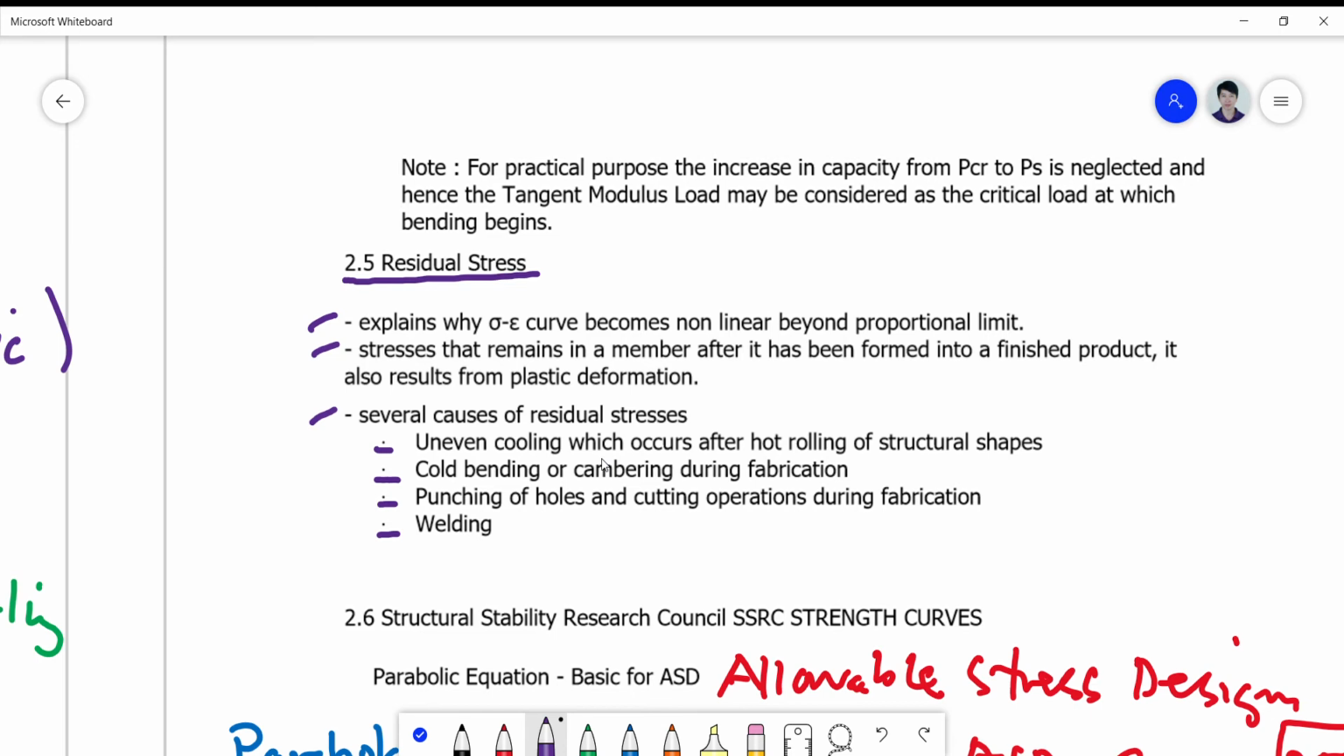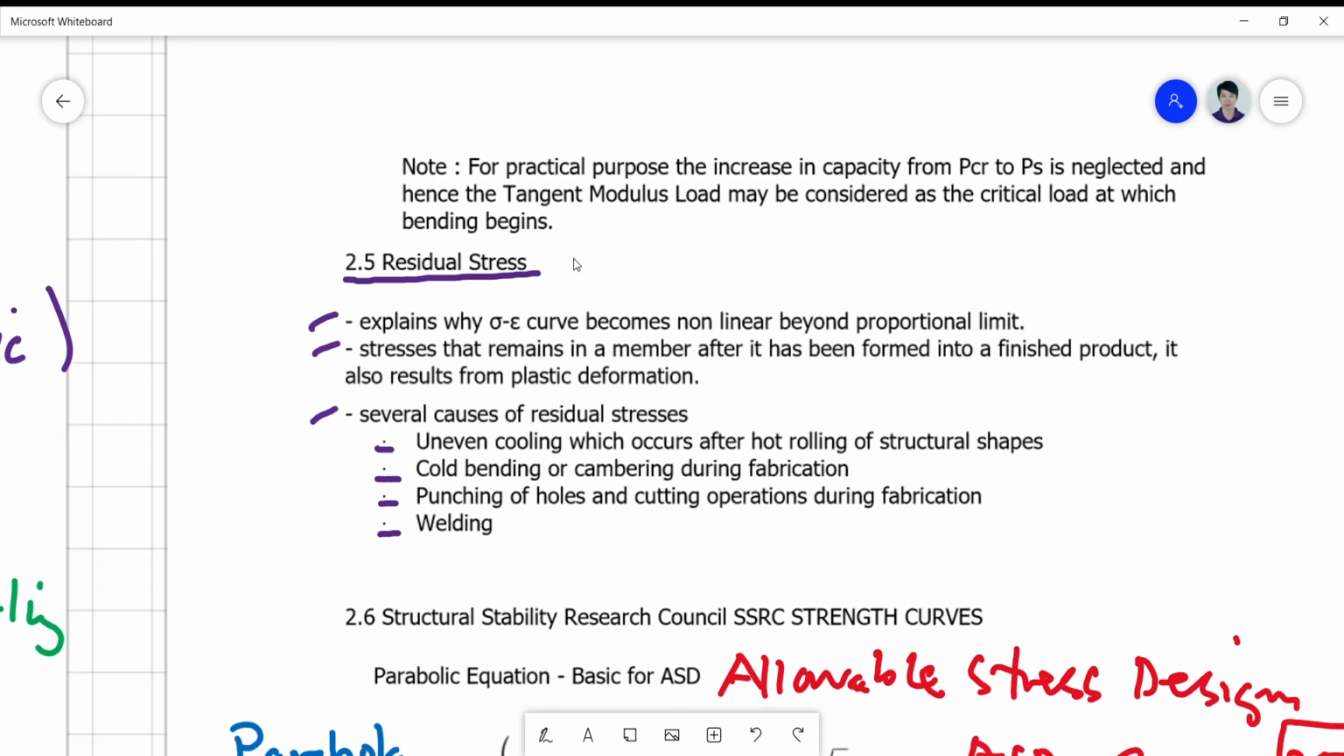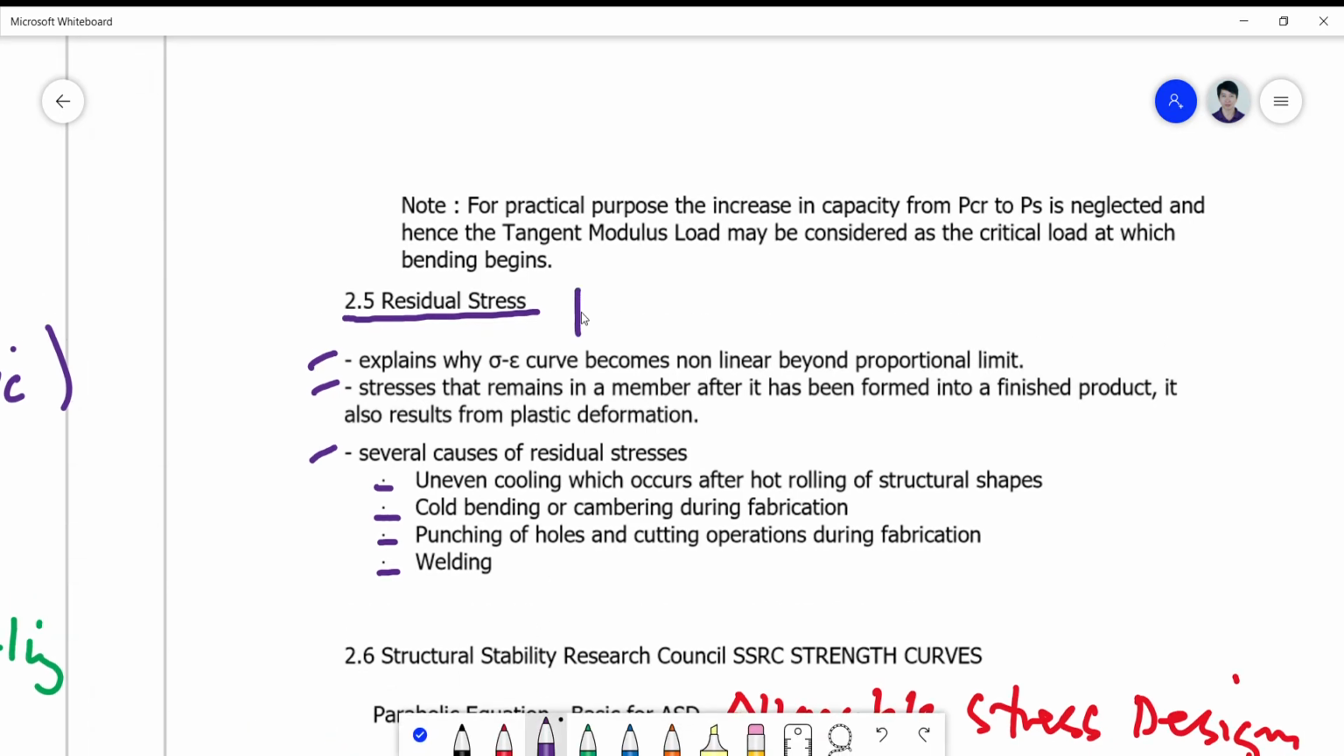Okay, so we cannot avoid such residual stresses to happen or to be induced in the material, and this is prior to the application of the load.